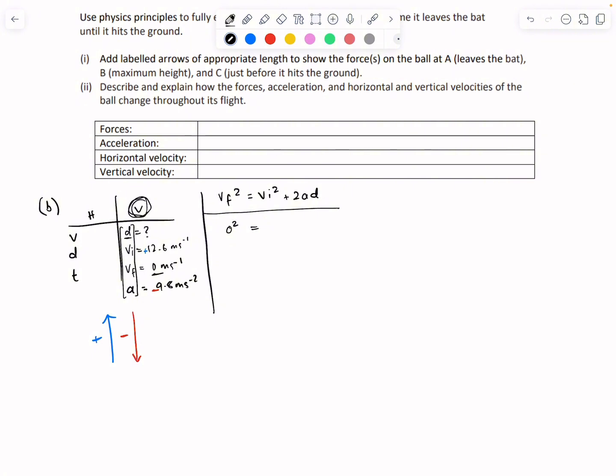Vi is 12.6 meters per second plus 2a, which is negative 9.8 times distance, our vertical distance, which is what we're trying to figure out essentially. What I've missed is this little square. We need to not forget about that part of the equation. All right, so we need to figure out the distance.